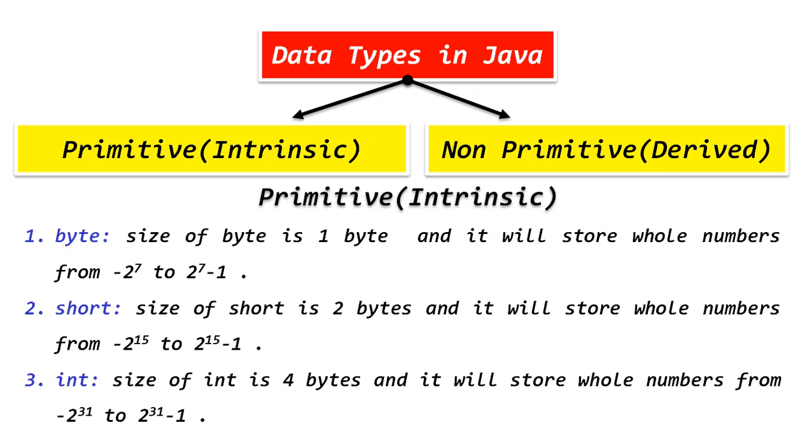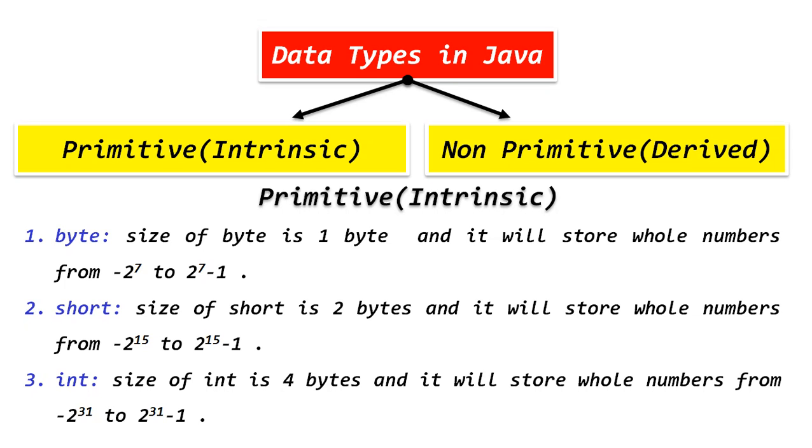Now, what are the basic data types? Two categories are there basically. One is primitive and the second is non-primitive. Now, if I am talking about primitive, these are the intrinsic data types. These are basically the basic data types, you can say. Intrinsic stands for basic data types, which are not derived from any other data type.